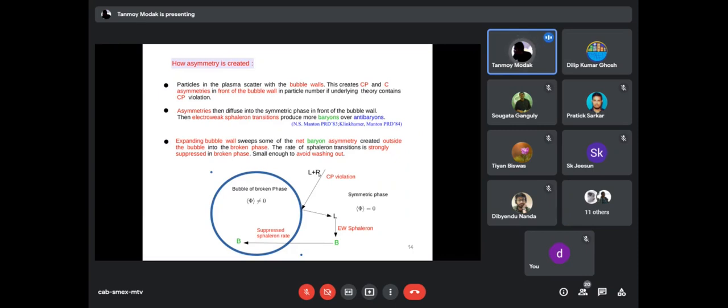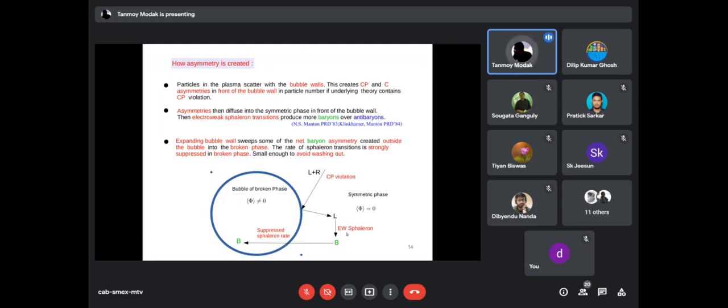So if you have CP and C violation, that is, charge conjugation parity and charge conjugation violation in the underlying theory, then you can generate a left-handed number density compared to the right-handed number density. So you have an excess of left-handed number via this process. All these left-handed and right-handed fermions collide with the wall of the broken phase, and with underlying CP violation, you generate a left-handed number.